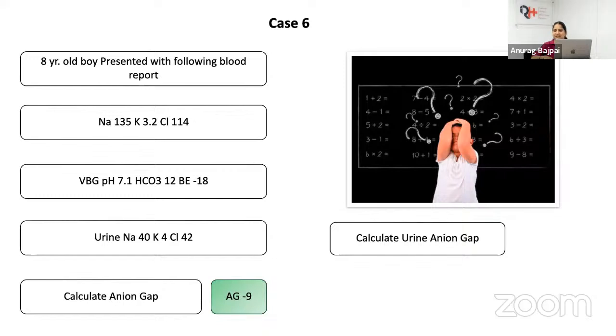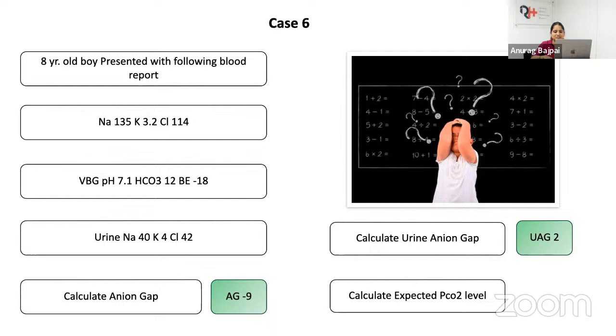Somebody asked, is it negative? Okay, it's not. It's positive. Generally, it will be much more positive. So it's not a very confusing picture. If it's actually a GI loss, it will be significant, -20, something like that. So this is classically a case of RTA.